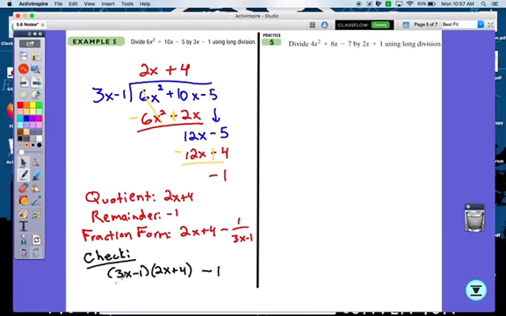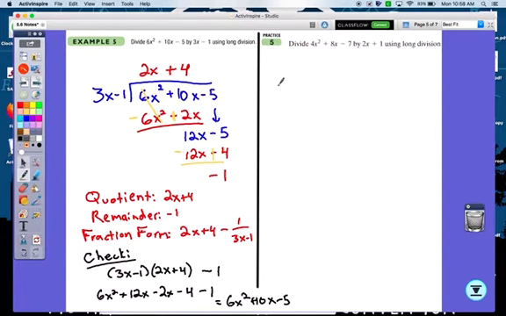If you multiply out, 3x times 2x gives me 6x squared. 3x times 4 will give me 12x. Negative 1 times 2x gives me minus 2x. Negative 1 times 4 gives me negative 4, and I bring down the minus 1. And if I combine like terms, that will give me 6x squared plus 10x minus 5, which is what I started out with in my dividend. All right, pause it and practice the next one.